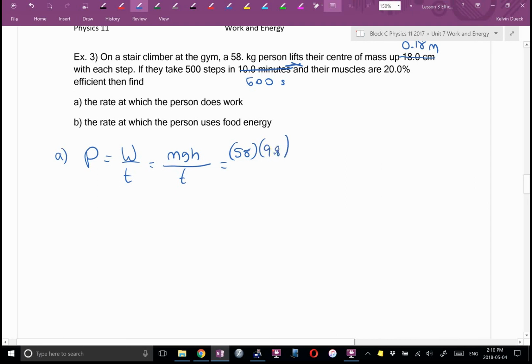G, Jacqueline? H? No. 0.18 is incorrect. I'll pause and see if anyone can see it. Times what? Because how many steps is this person taking? Okay, so the height that they are climbing, and this is how a stair climber works. You don't actually go anywhere, but you are still climbing a height.